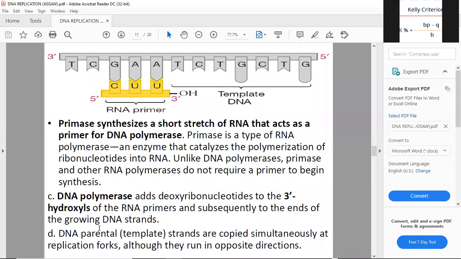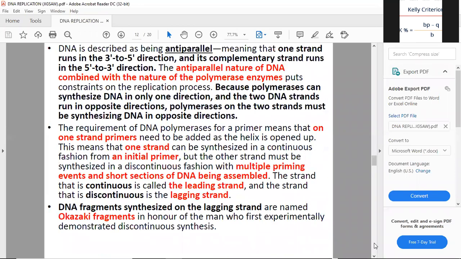And then the DNA parental or template strands are copied simultaneously at the replication forks, although they are going to run in opposite directions. Remember, during the last class, we said that DNA is antiparallel, which means that one strand will run in the 3' direction, and the other one, a complementary strand, will run in the opposite direction, which is the 5' to 3' direction. So this antiparallel nature of DNA, combined with the nature of the polymerase enzymes, will put a constraint on the replication process. Therefore, we find that DNA replication in one strand will be more complex than in another strand.